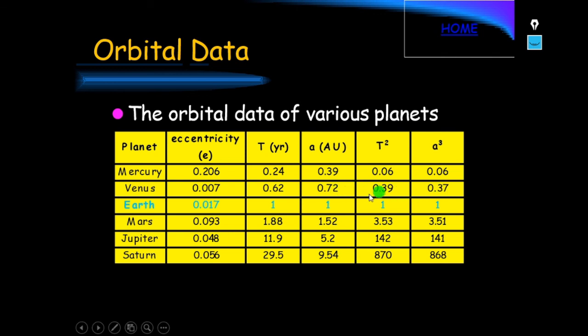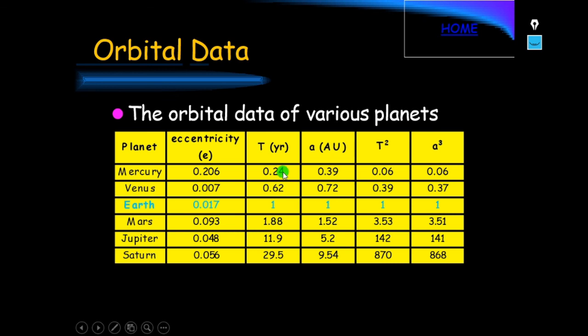These are the details. If you see the Earth, eccentricity is 0.017. Time taken is 1 year. Astronomical unit is 1 unit. So this is the basic statistics that we will consider for Earth as 1. So T square is equal to 1, a cube is also 1. So the time taken by the Earth to revolve around the sun is 1 year, whereas Venus takes 0.62 years to revolve around the sun, because it is very much near to the sun.